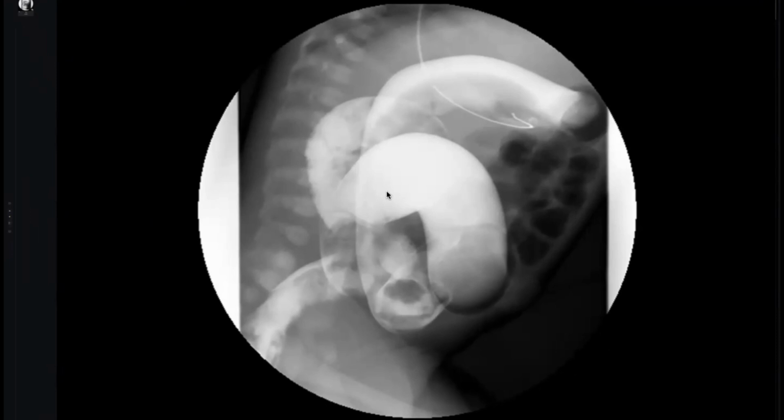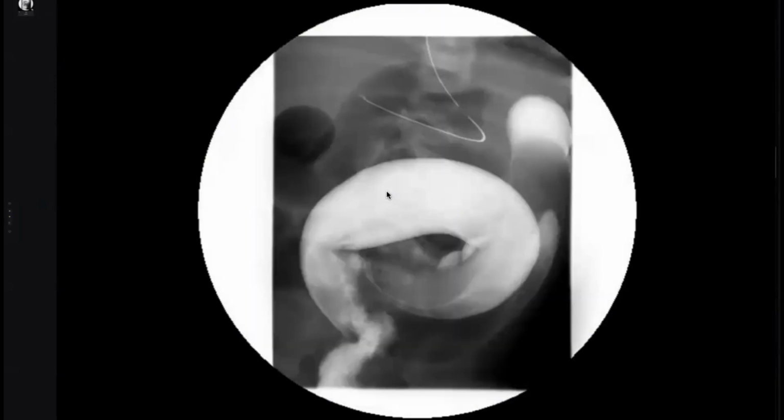This is a lower GI contrast study. In this study, I can see that there is dilatation of the lower GI, especially in the sigmoid colon, with narrowing of the rectum. This is the reversion of the rectosigmoid ratio. Appearances are those of Hirschsprung disease. In my routine practice, I will communicate my finding to the referring doctor.